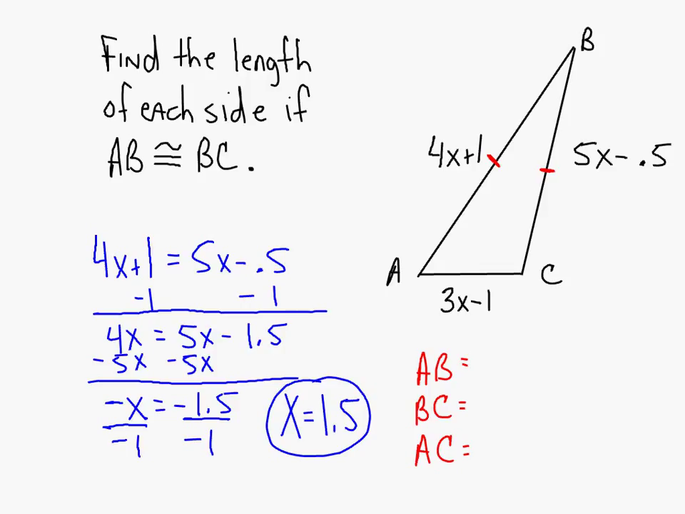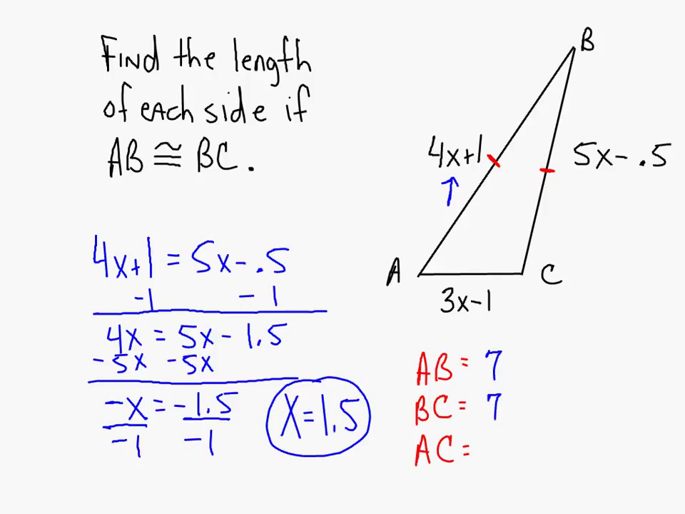So if you need to find the distance from A to B, you insert the 1.5 for the x. What's 4 times 1.5 plus 1? Calculators out. 7. Thank you. And if AB is equal to 7, what's BC equal to? 7. So AC equals 3 times 1.5 minus 1. 3.5?